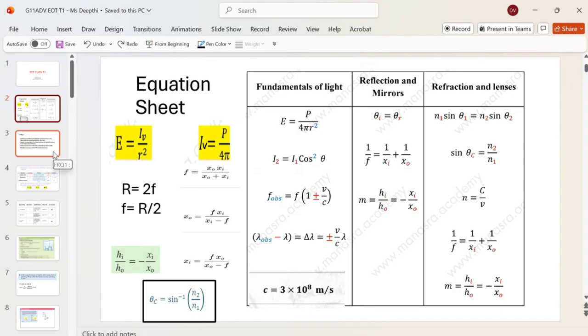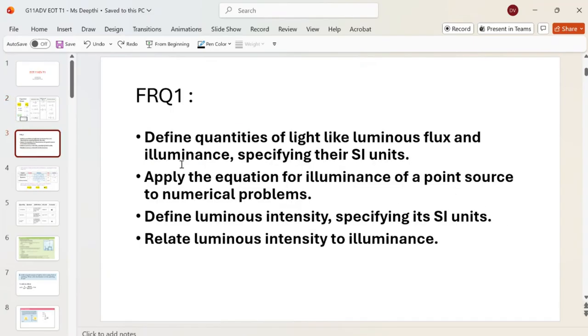Let's go to the FRQ question number 1. There are 4 parts in this question. First one, to define luminous flux, illuminance, their units, and also luminous intensity. Second, to apply the equation to solve problems. And third and fourth, to relate them. That means to solve problems with equations.